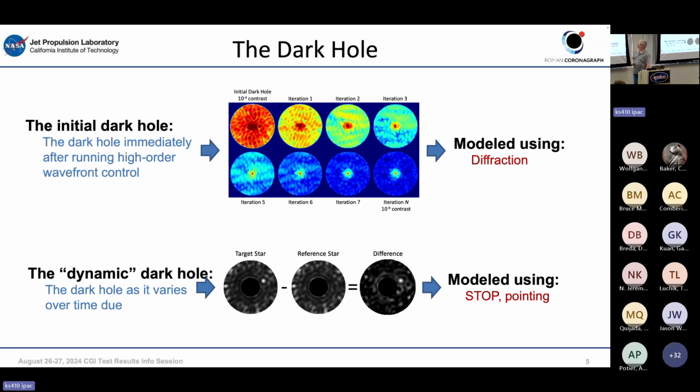So the diffraction model gives us our two-dimensional image filled with speckles. It's what we run our dark hole digging algorithms on. And the STOP and pointing model is telling us what the perturbations in the system are that we feed into our diffraction model.